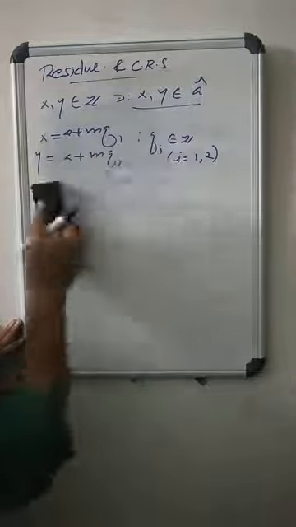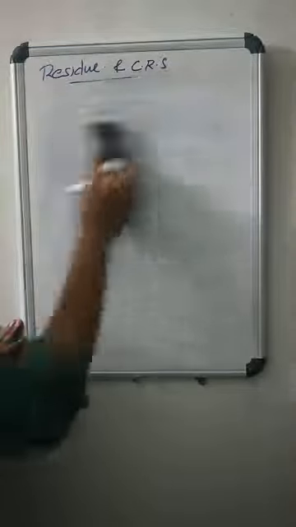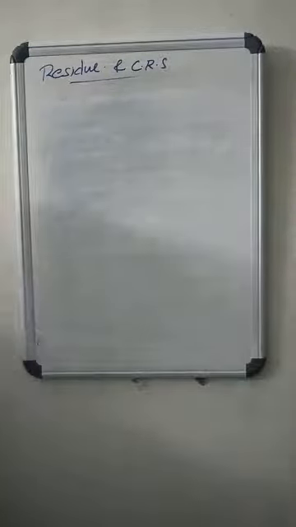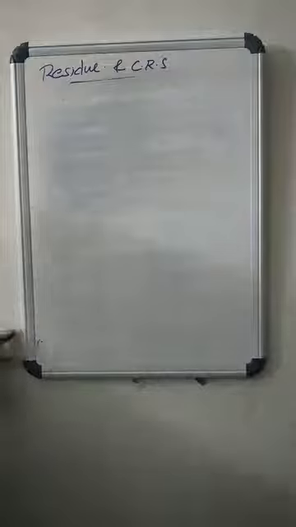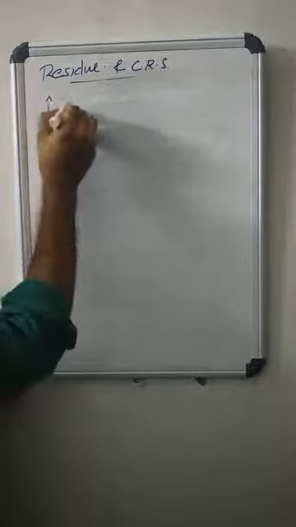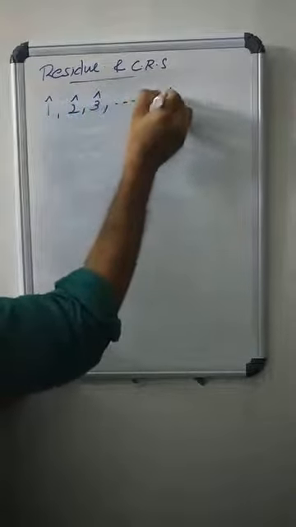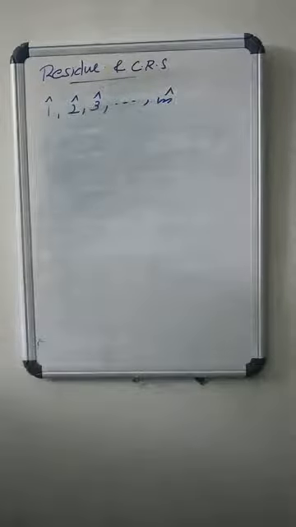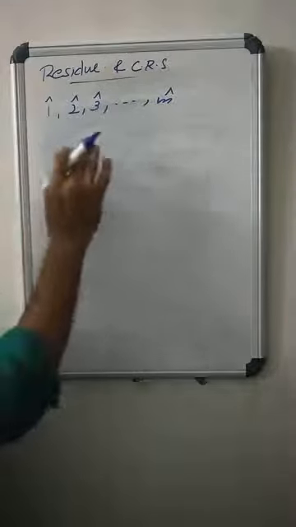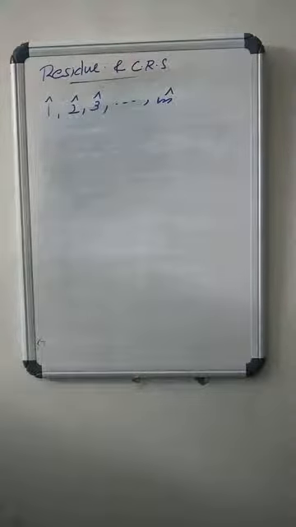Now we consider the next result. The m residue classes 1̂, 2̂, 3̂, etc., m̂ are disjoint and their union is the set of integers. Means the union of 1̂, 2̂, etc., m̂ is the set of all integers. The m residue classes are disjoint.